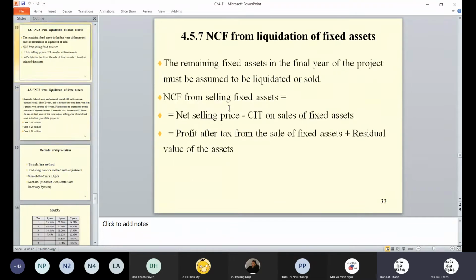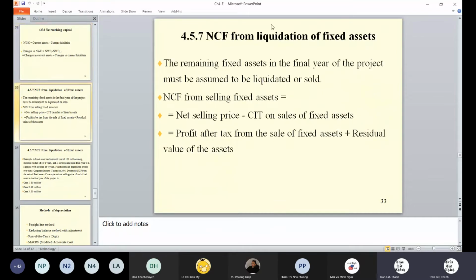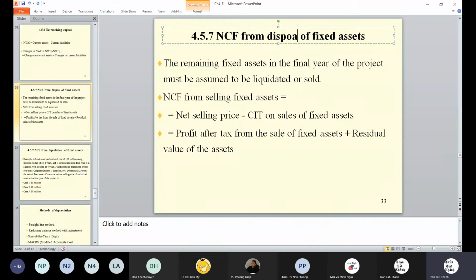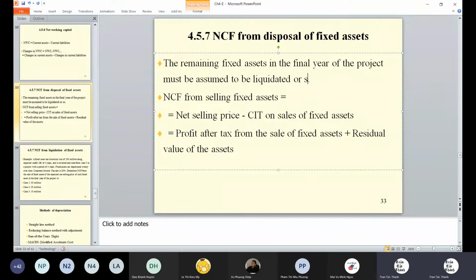Now, another thing is net cash flow from liquidation, or let's say the disposal of fixed assets. You can call it liquidation, or you can call it the disposal of fixed assets. The remaining fixed assets in the final year of the project must be assumed to be liquidated or sold or disposed. I can call it disposed, that is better. Then the net cash flow from selling the fixed assets would equal the net selling price minus the corporate income tax on sales of fixed assets. And it also equals profit after tax from sales of fixed assets plus residual value of the assets.